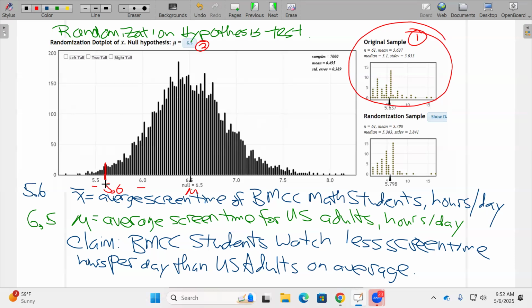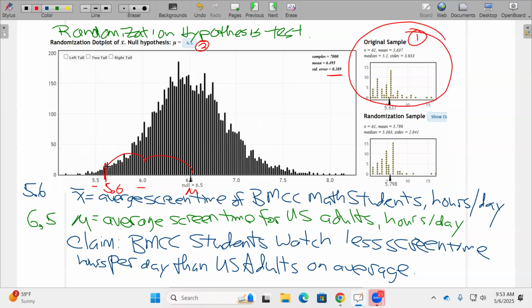Does that look like it's more than 2 standard deviations to the left? Pretty close, somewhere in there. A standard deviation in this case is 0.389. So we could jump over that way and see how far away it is. We can have StatKey do it for us rather than trying to count ourselves.